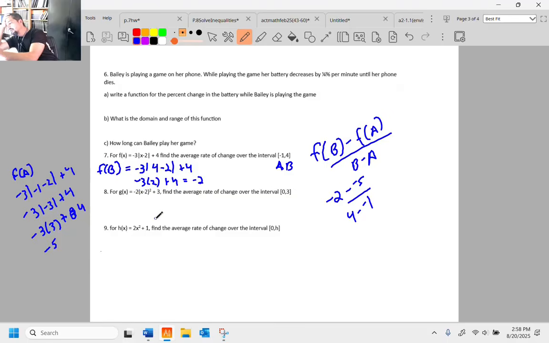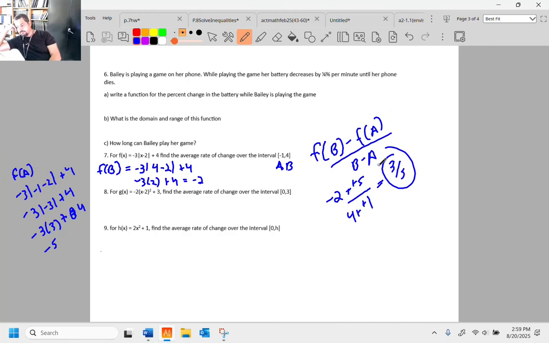I think it's right. All right, taking away a negative is addition. So negative 2 plus 5 is 3. Taking away a negative is addition. 4 plus 1 is 5. On average, the slope there is 3/5. Not what I expected, but okay, thinking about the graph, I'm okay with that.